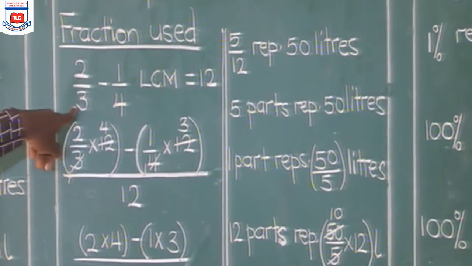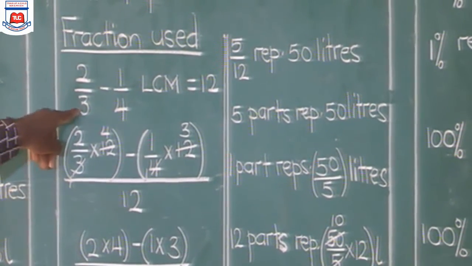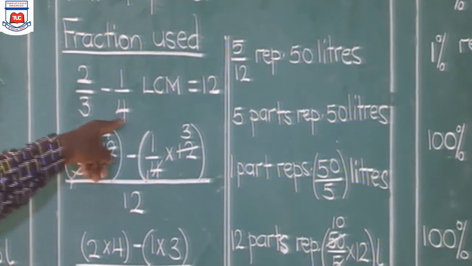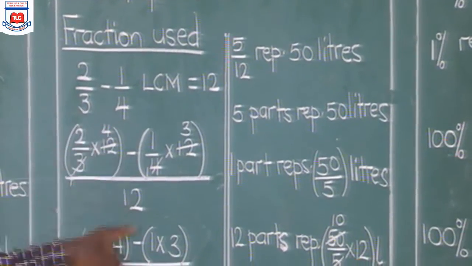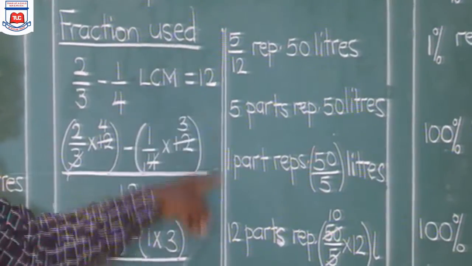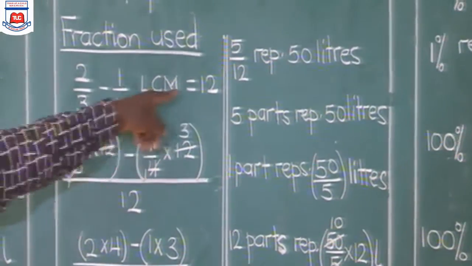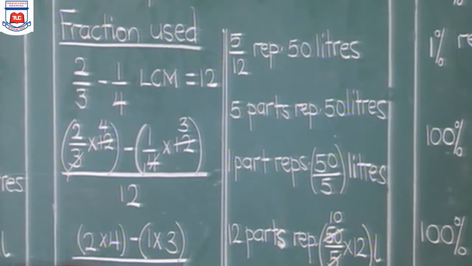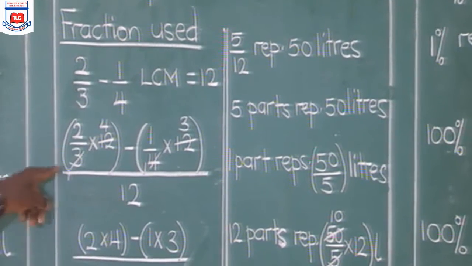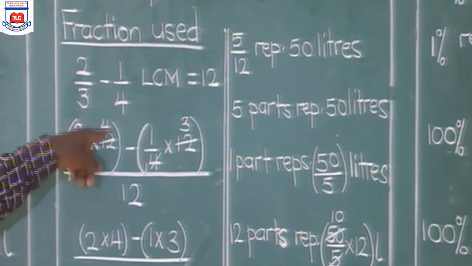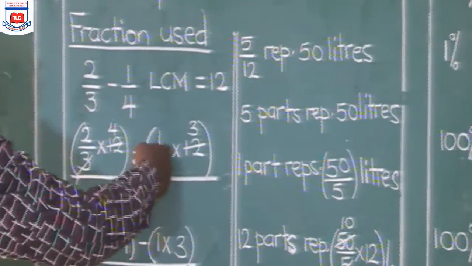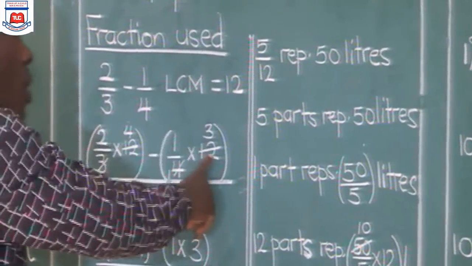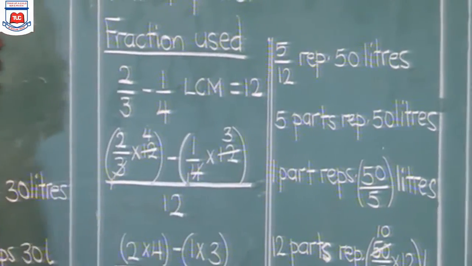So the denominators we have are 3 and 4. The LCM of 3 and 4 is 12. We get 2/3 times 12 minus a quarter times 12 out of the determined LCM, 12. Then divide by 3 once: 12 divided by 3 is 4. 12 divided by 4 is 3.